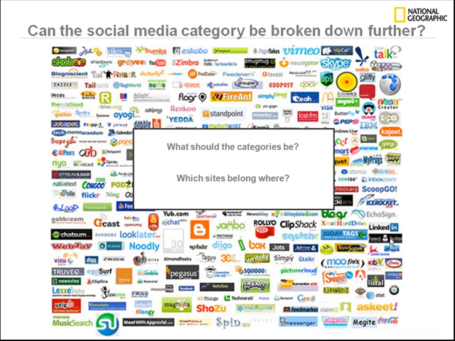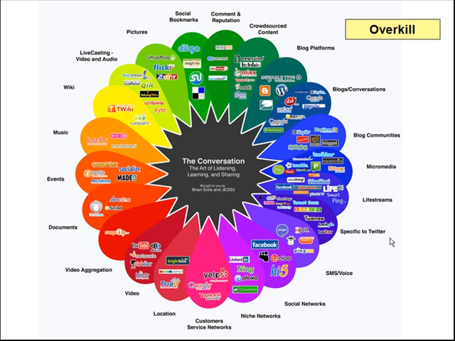So for the social media category, there are thousands of social media sites, and there are different ways that you can categorize those if you think about it. So, which sites belong where in the categorization? Should Digg be lumped in with StumbleUpon and so on?